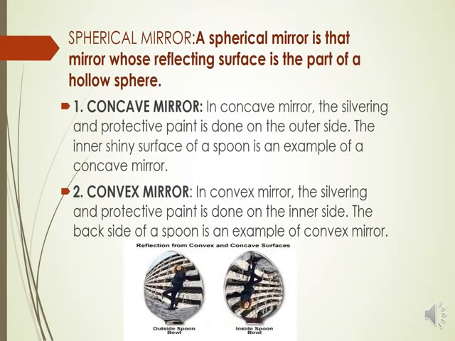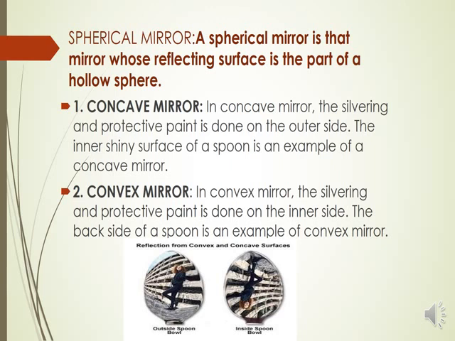Spherical mirror. A spherical mirror is that mirror whose reflecting surface is the part of a hollow sphere. So, dear student, as the name is suggesting, spherical mirrors are part of hollow sphere. And there are two types of spherical mirrors.